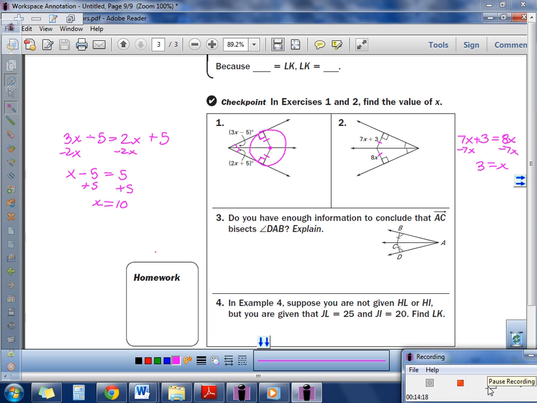Now number 3 says, do you have enough information to conclude that AC bisects angle DAB? What are the key things that I pointed out up here that you needed? Right angles and the congruent marks. I have the congruent marks. Do I have right angles? Not right angles.